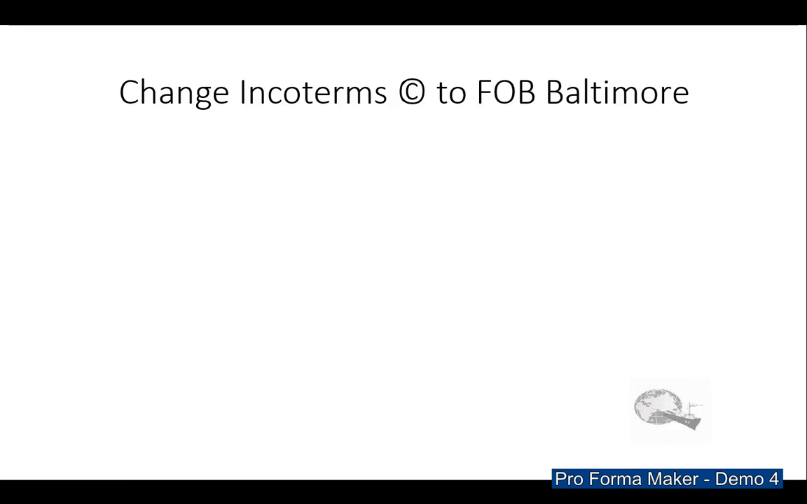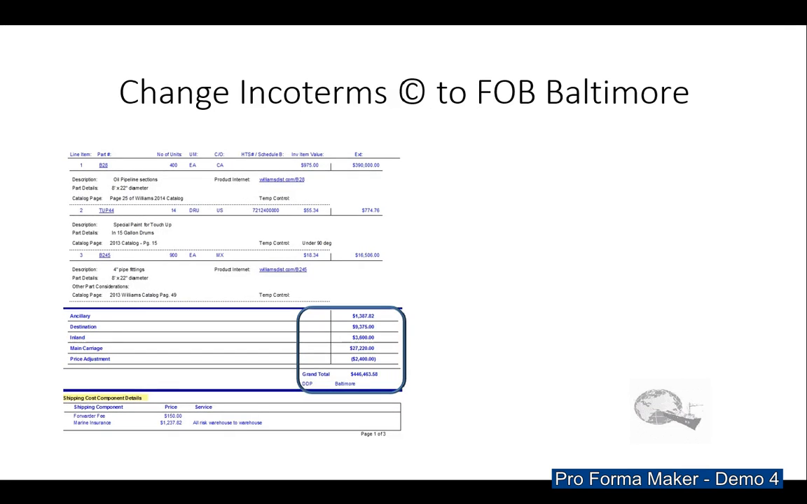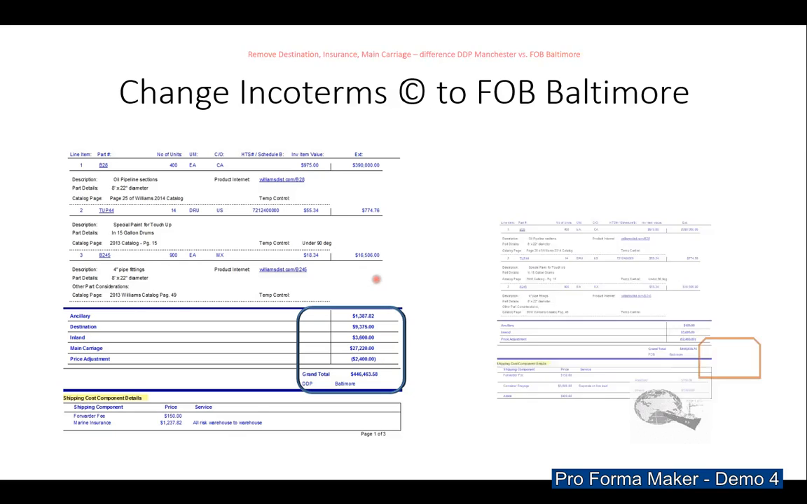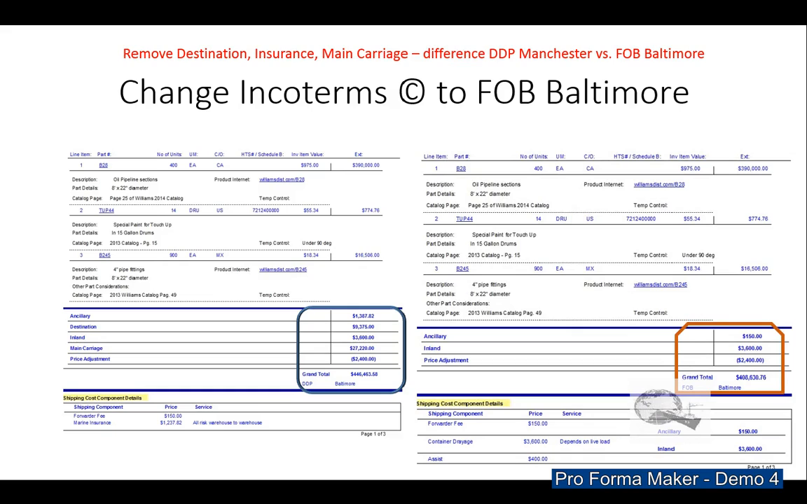The DDP Manchester terms are compared to the FOB terms through this illustration. Under FOB terms, the seller would not be responsible to include the main carriage, destination, and insurance premium costs.